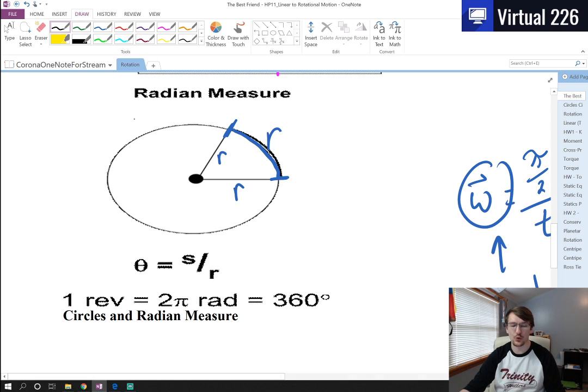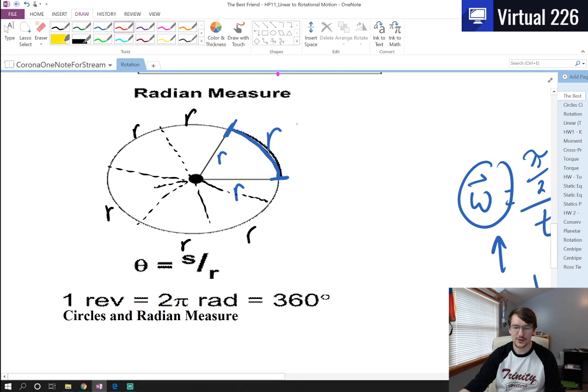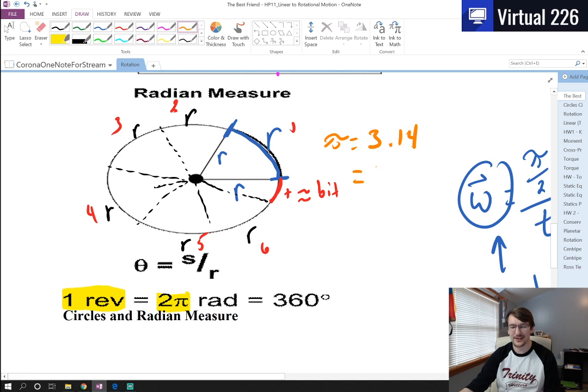Okay? It happens to be that for every single circle, if you were to go radius r distances around that circle, it would take you 1, 2, 3, 4, 5, 6, and a little bit to get around the circle. This is why one revolution or one complete cycle of the wheel is equal to 2 pi. Pi, if you remember, is approximately 3.14. If I multiply it by 2, I get 6.28. Well, 1, 2, 3, 4, 5, 6, and a little bit, the little bit is the 0.28.